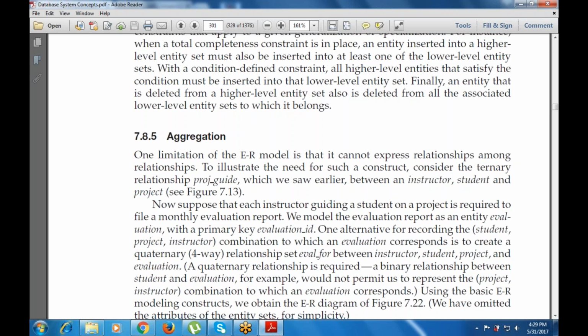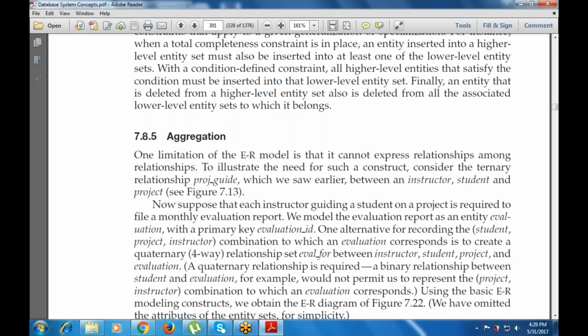Consider the ternary relationship project guide, which we saw earlier, between an instructor, student, and a project. Now suppose that each instructor guiding a student on a project is required to file a monthly evaluation report. We model the evaluation report as an entity evaluation with the primary key evaluation ID. One alternative for recording the student, project, instructor combination to which an evaluation corresponds is to create a quaternary, that is a four-way relationship set, between instructor, student, project, and evaluation.